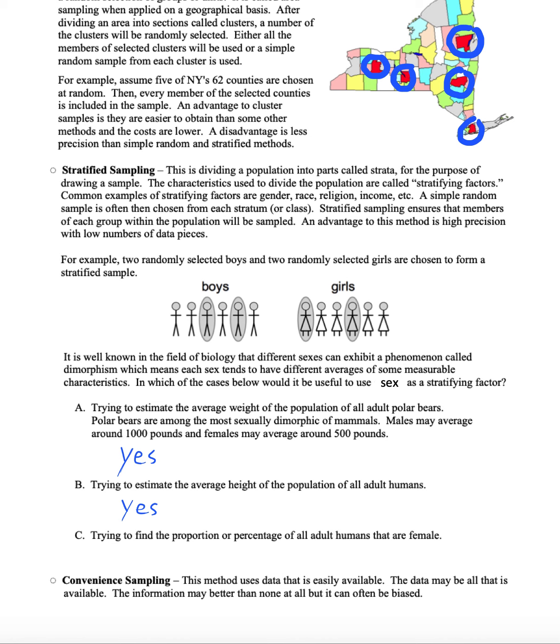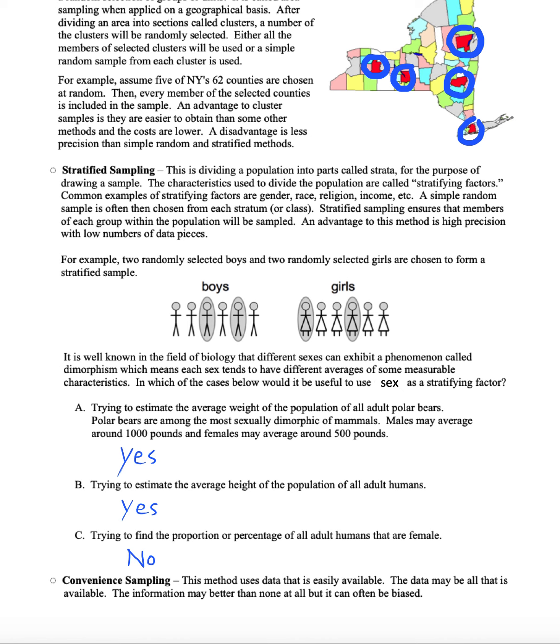What about trying to find the proportion or percentage of all adult humans that are female? For this one, I would actually say no, because when you're trying to find out the proportion of females versus males, you wouldn't want to pick the same number of individuals from each group, or else you would get 50%. So we don't want to use stratified sampling in that case.